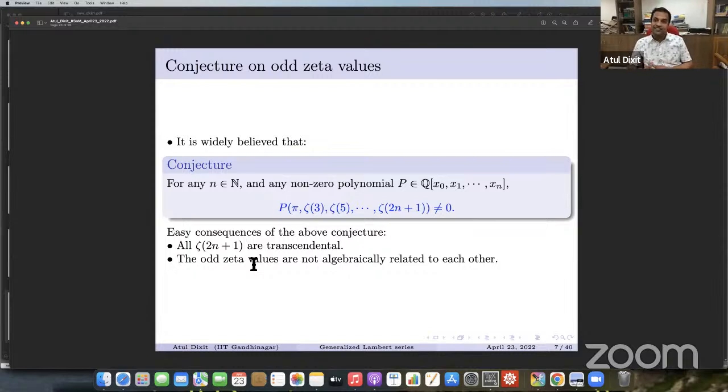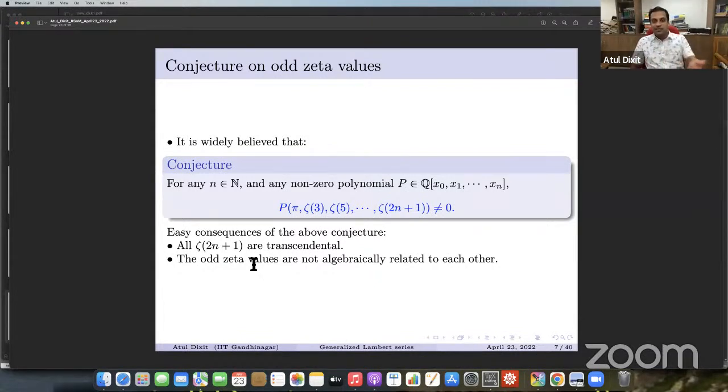And currently, the best result for the next odd zeta value to be irrational is due to Zudilin, which says that at least one of zeta of 5, zeta of 7, zeta of 9, and zeta of 11 must be irrational. But we don't know which one as of now.